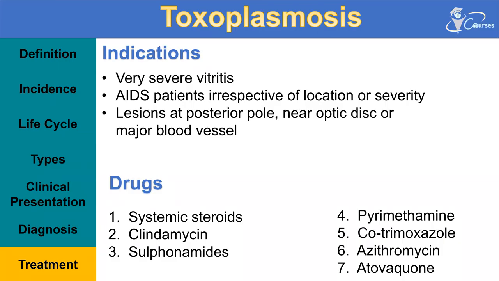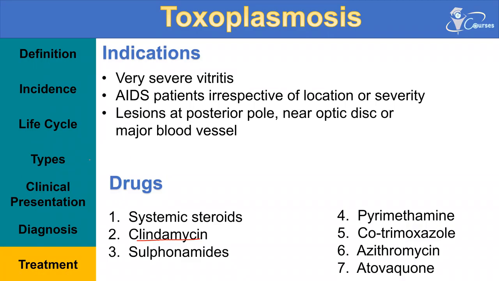There is a wide range of drugs that can be used for treatment: antibiotics with systemic steroids to minimize the inflammation. These antibiotics include clindamycin, sulfonamides, pyrimethamine, cotrimoxazole, azithromycin, and atovaquone. Most of these drugs can be teratogenic, and clindamycin can be used safely in a pregnant woman. Okay, so this will be toxoplasmosis. I hope that it is clear.